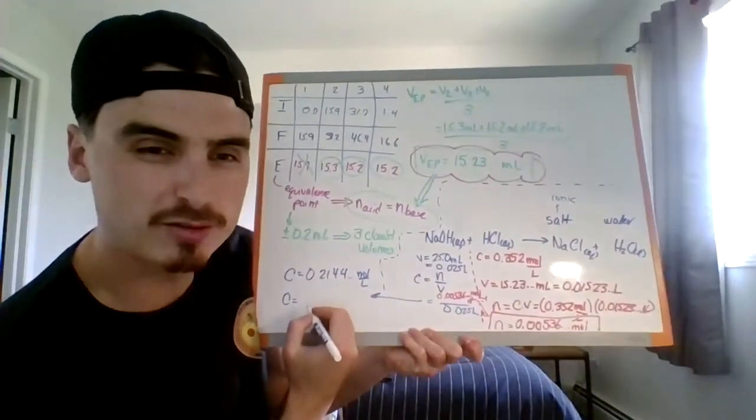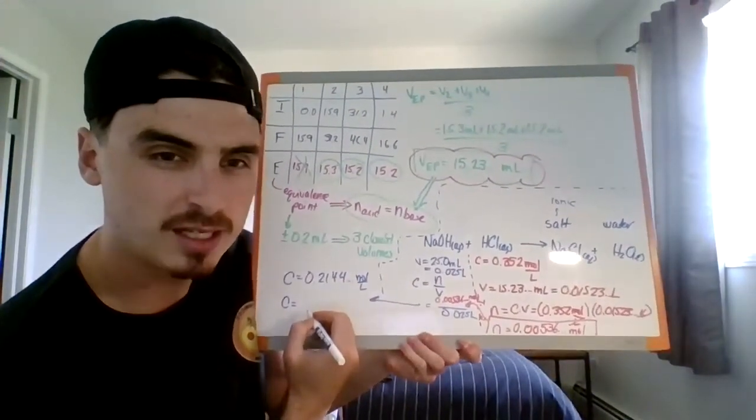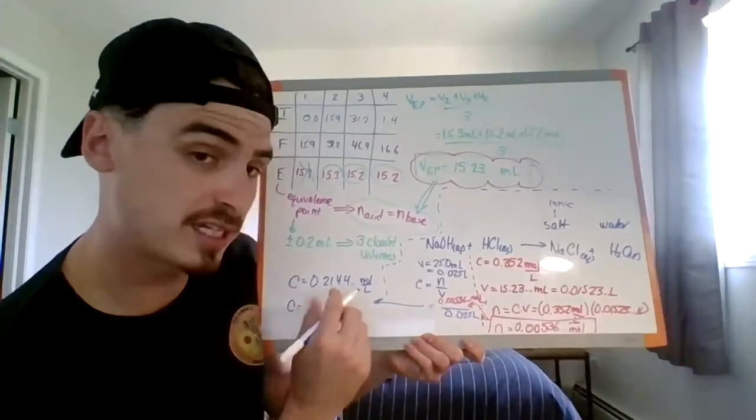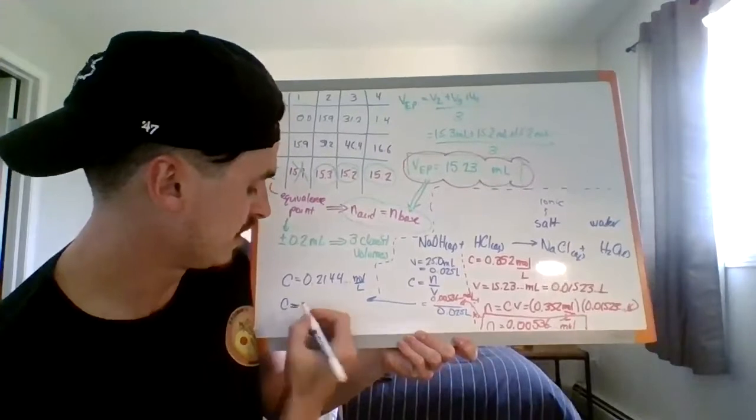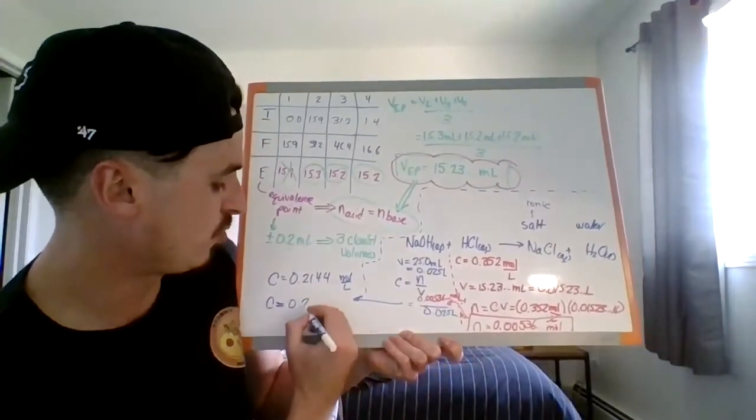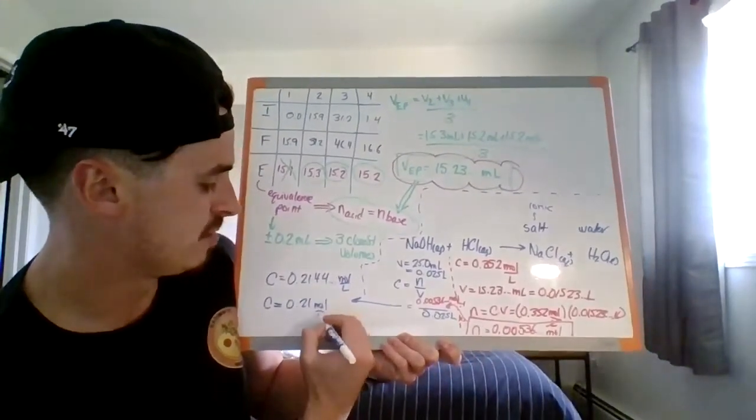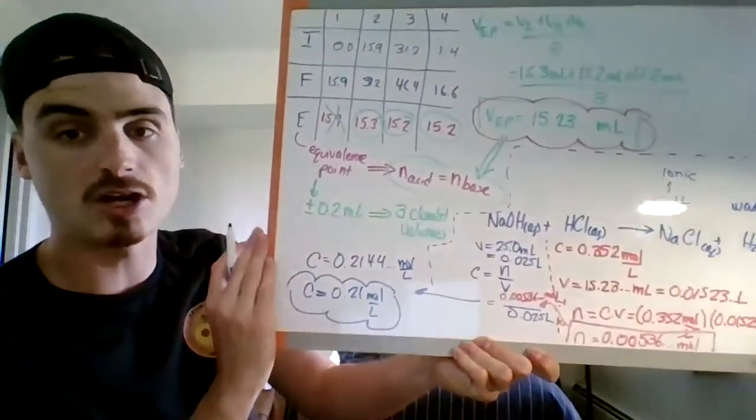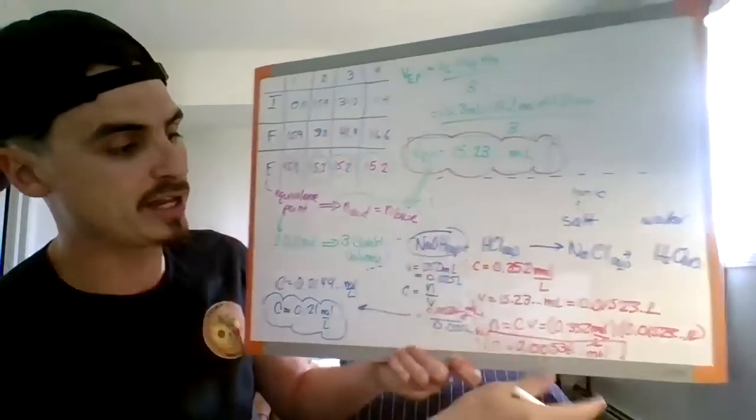I got, looks like 3 sig digs. We'll go 2 sig digs because of the 25.0 milliliters. So 0.21 moles per liter is my final answer. And that, guys, is the concentration of NaOH.